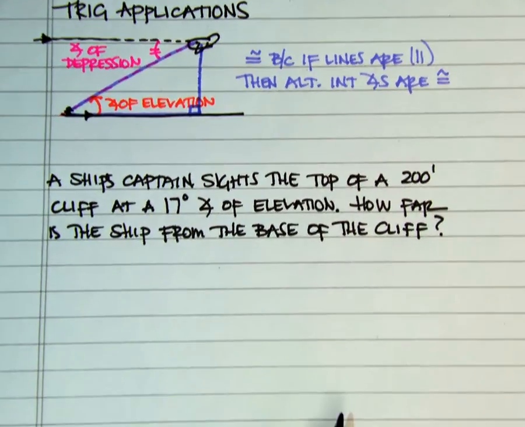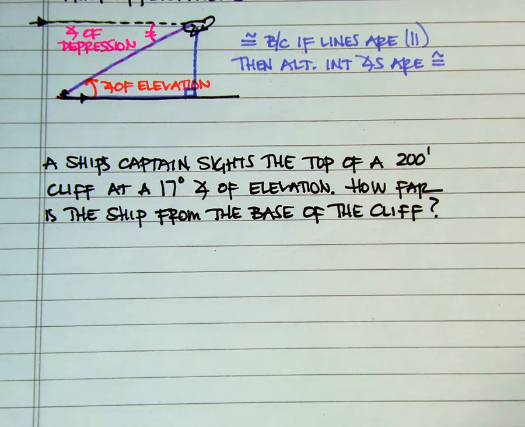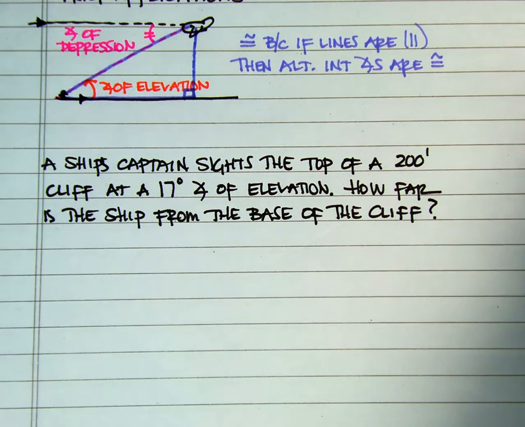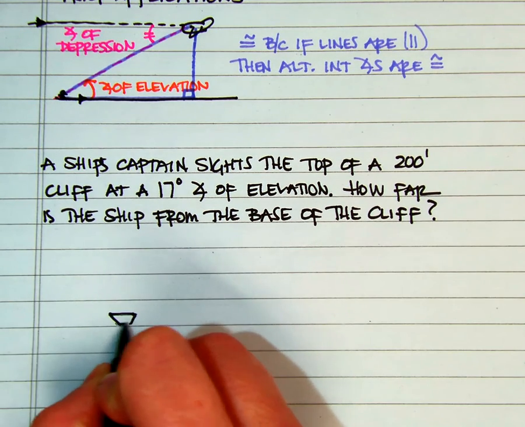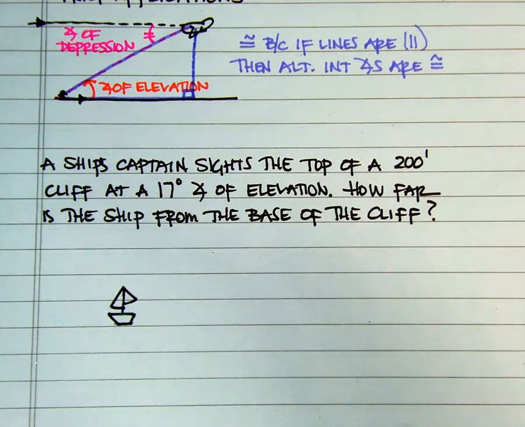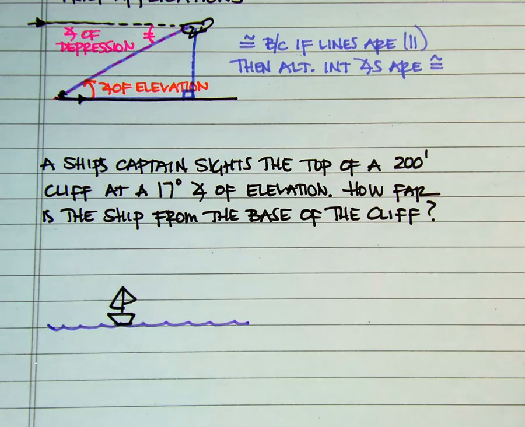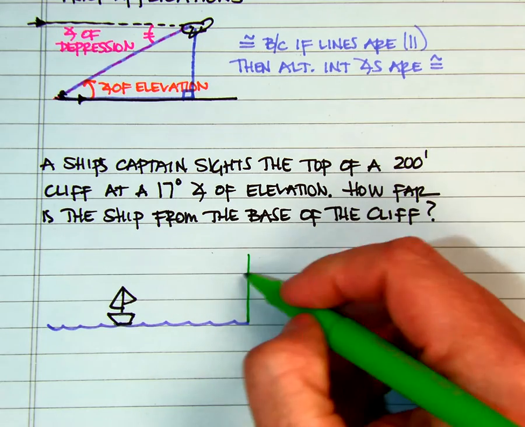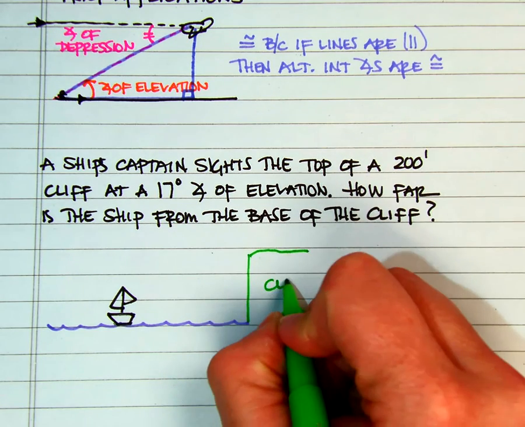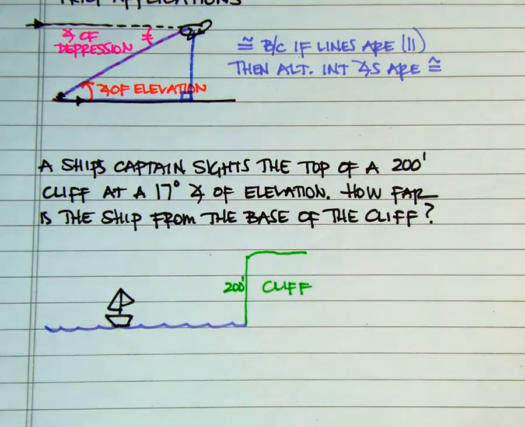Now you know in your diagram you are going to have a right triangle somewhere. But don't start with the right triangle. I need your problem to look like the word problem. So a ship's captain, so a ship, that means we have a boat. Okay, obviously we are going to have some water. And we have a cliff. Sights the top of a 200-foot cliff. Okay, so here's my cliff. And I know it's 200 feet, at a 17-degree angle of elevation.